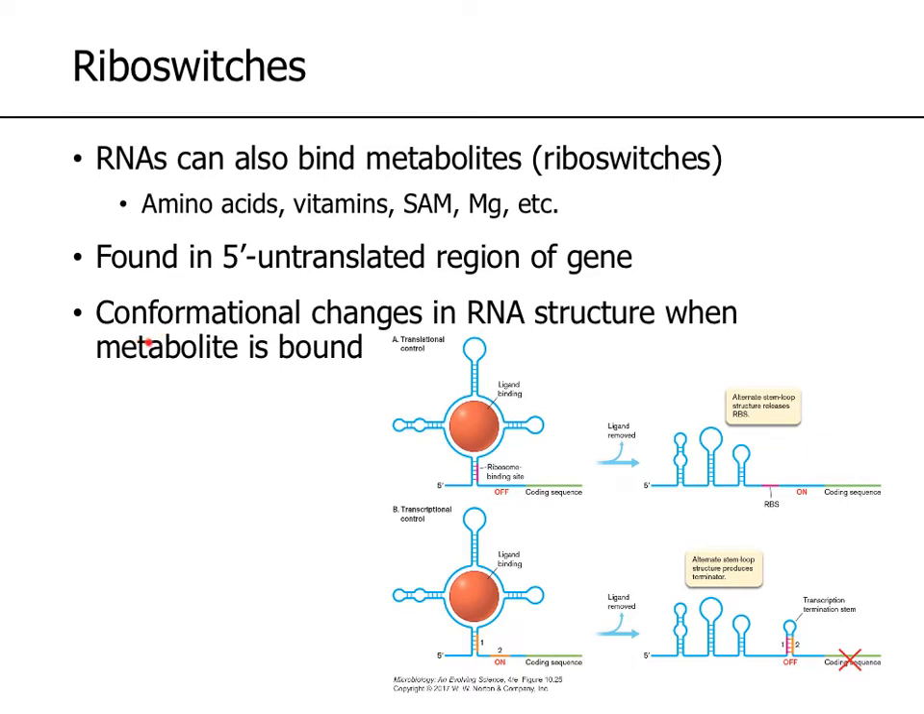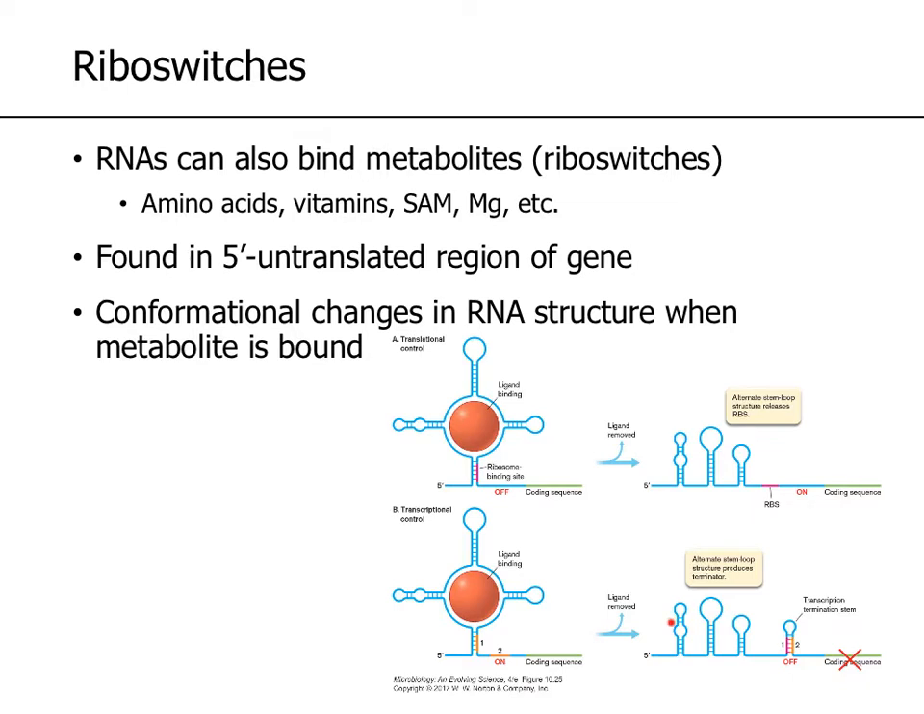So what happens is that when the ligand binds to the riboswitch, binding to this RNA, usually there's going to be some kind of conformational change downstream of where it has bound. Those conformational changes can create these different stem loop structures. They can do both translation control and transcription control. So you can have cases where you are either blocking or giving access to the ribosome binding site.